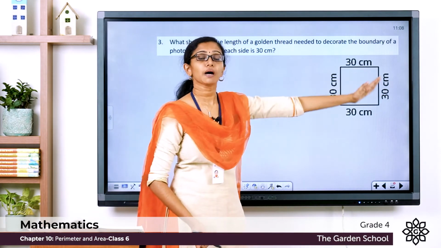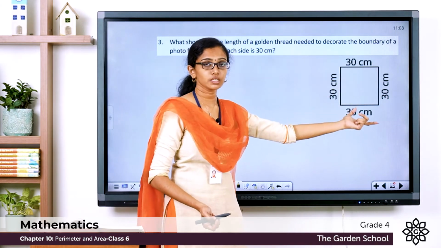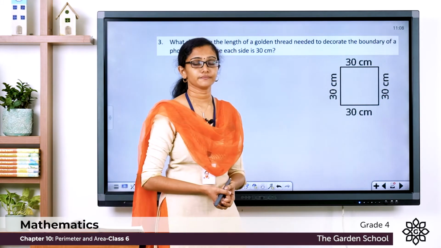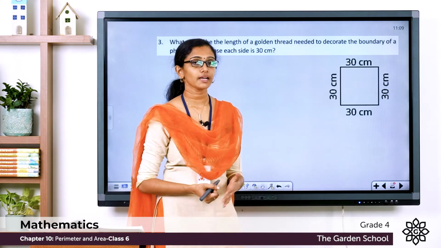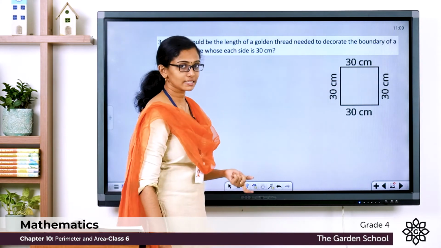And you have to find out that length. The length of the boundary means what? You have to find out the perimeter of this square photo frame. So, what is the perimeter of a square? 4 times its side. And what is the side? 30 centimeter. So, let's see the steps.